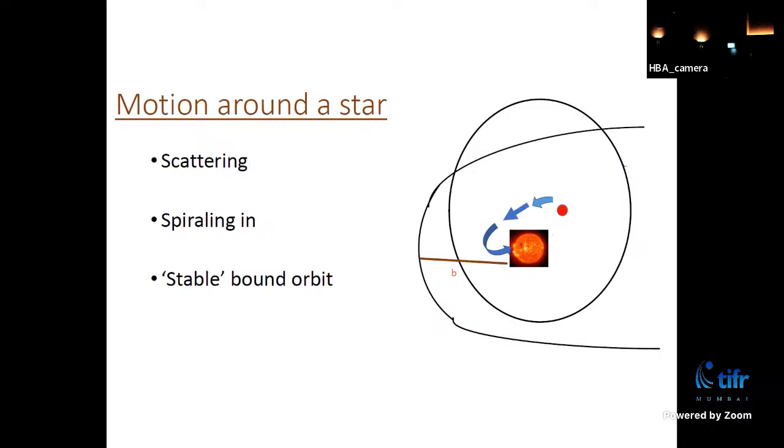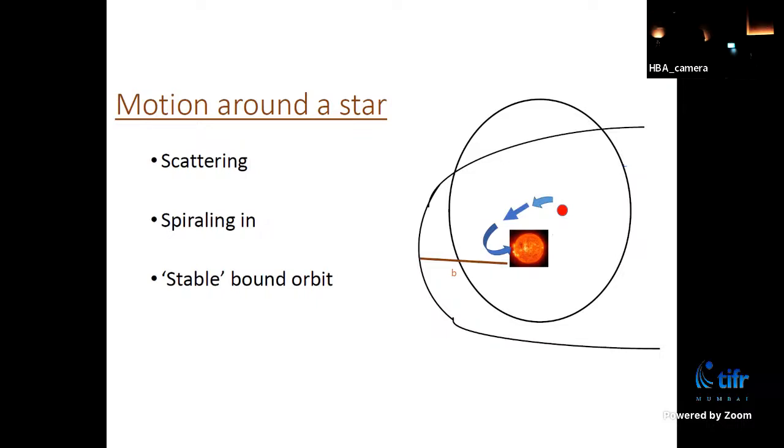Law of gravitation, and using these two laws we can set up the equation for this problem, and it can be solved exactly. Now looking at the solutions, there are three kinds of solutions that show three different qualitative behaviors.